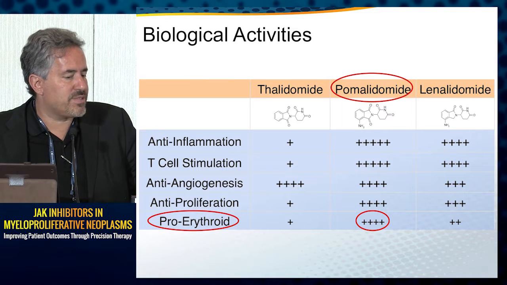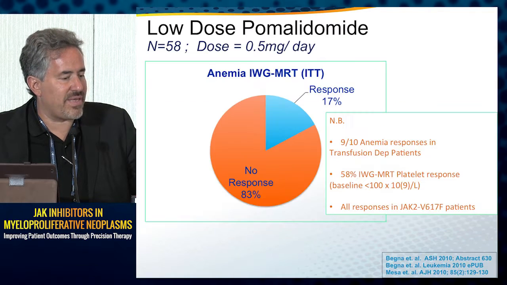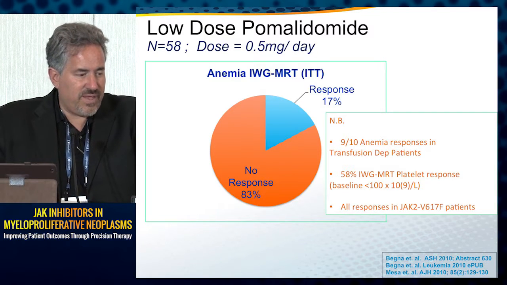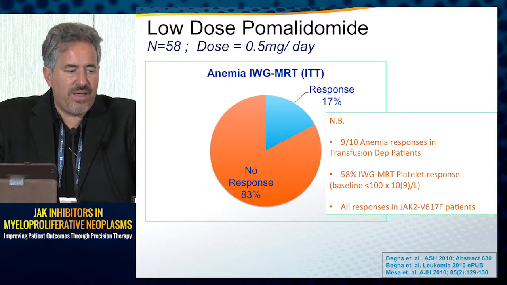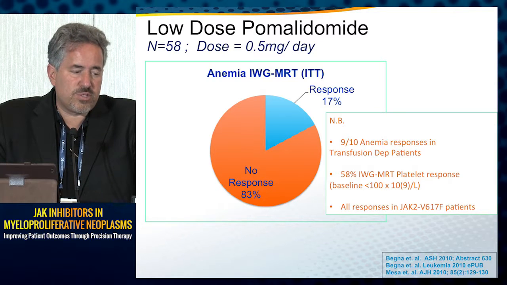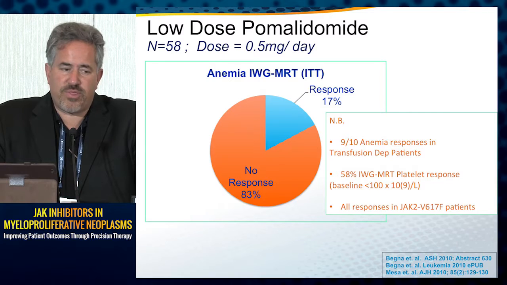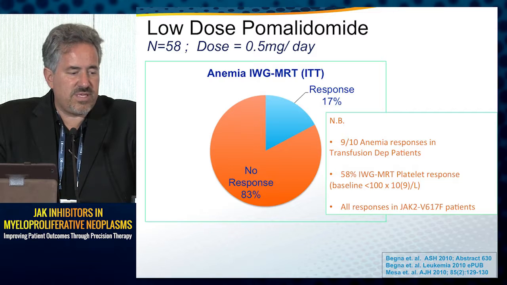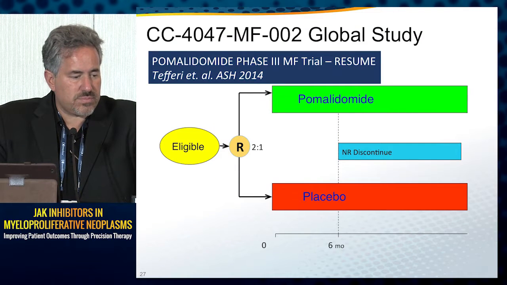Pomalidomide, in theory, was of great interest because it had, at least in vitro, the greatest pro-erythroid activity. Phase 1 and phase 2 studies, in which many of us here in the audience participated, showed that there were definite responders, but that the responders still were in less than a third of patients. This is a cumulative analysis of our Mayo Clinic experience with about a 17% response rate.